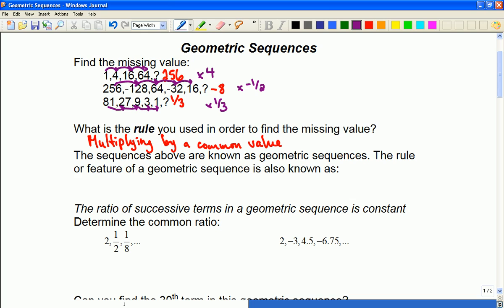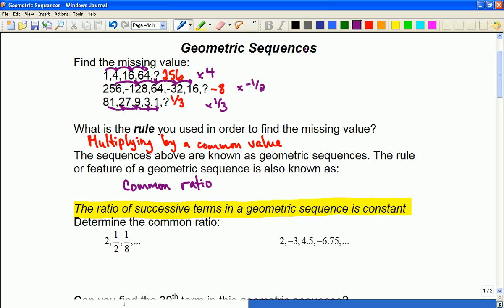And when we multiply by a common value, we call those geometric sequences. This feature is super important. We call this the common ratio. And what you need to know about it is the ratio of successive terms is a constant.